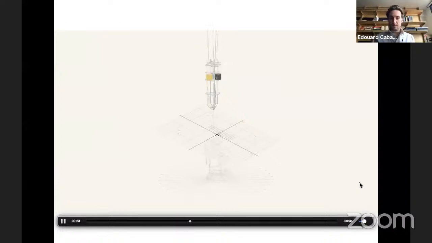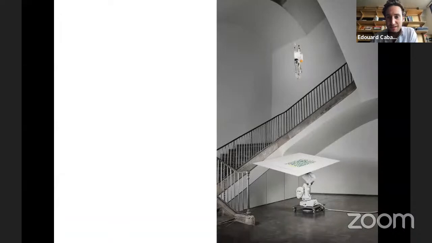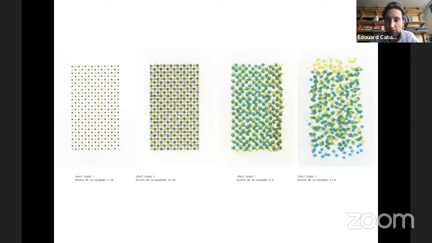So here you see the process, a picture of the installation. Essentially, it's an Arduino kit that makes little drops fall, and then the robotic arm is moving the canvas around. Here you can see four drawings that are done with very different heights. On the left, a very small height, and on the right, the droplets fall from 15 meters high. So the pattern changes, the colors change.